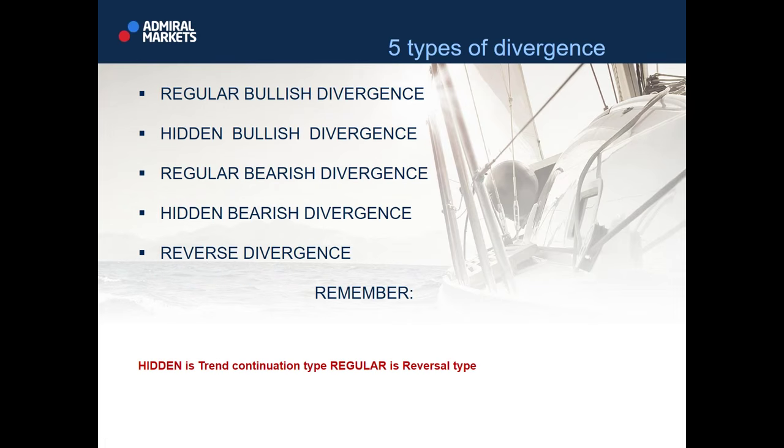These are, guys, five types of divergence. We have regular, hidden, and reverse. Then we have both bullish and bearish. So we say that there are five types of divergence. Reverse divergence can be both bullish and bearish, but it's actually traded a bit differently than the standard types. We will go through that today. Pay attention mostly to regular divergence, because that is a type of divergence you will go with counter trades. Also, reverse bearish or bullish is a type of divergence where you will go with counter trades. Remember, hidden is a trend continuation type, regular is a reversal type.